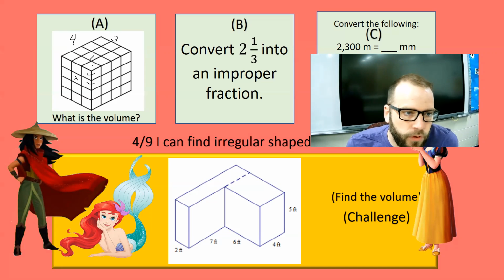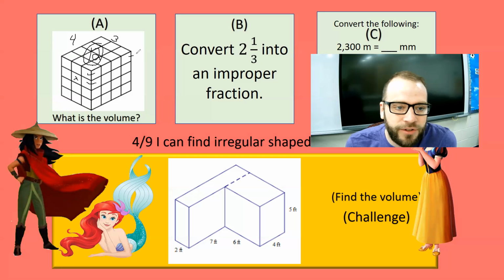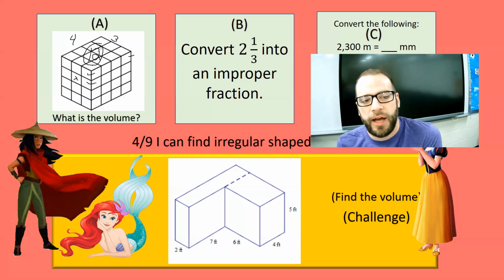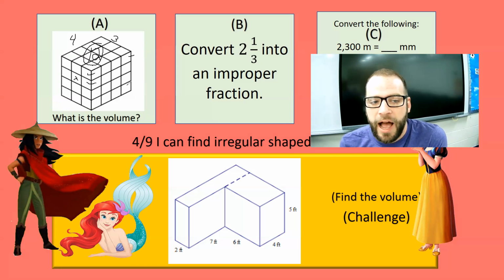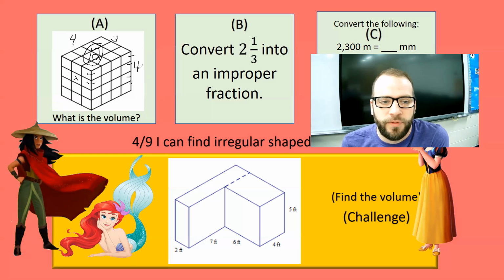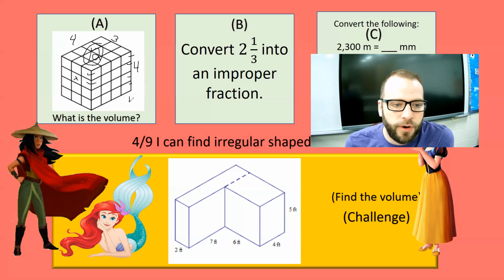Now, once you find the area of the top, you find how many cubes are in one layer. So now all you have to do is multiply that by how many layers? 1, 2, 3, 4. So each layer has 12, and 12 times 4 is 48.